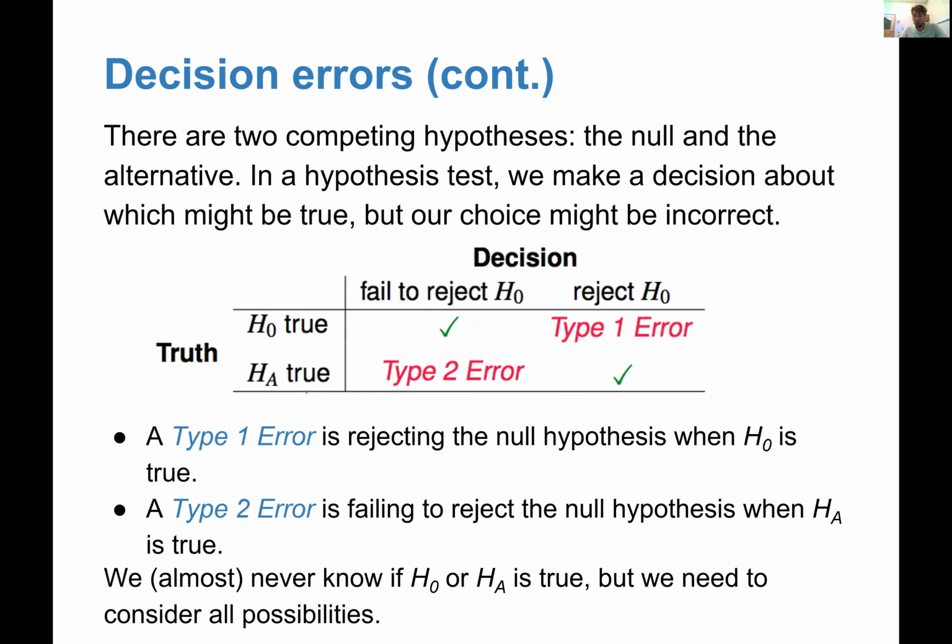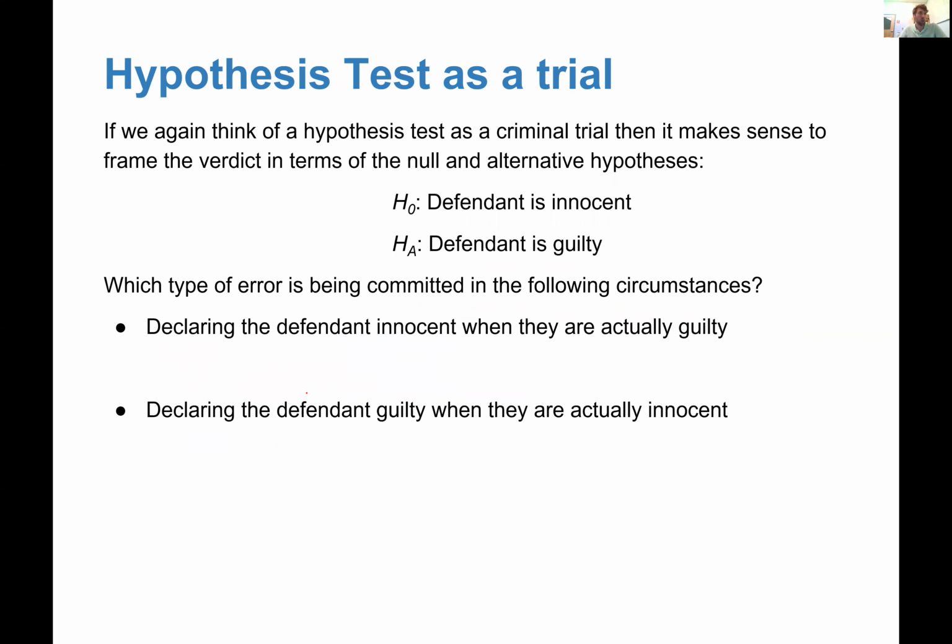So we almost never know the truth. We're just trying to get at the truth through numbers. So when we're talking about error, we're talking about the truth that we don't often know versus what we have. Okay. Hypothesis test is a trial. So null hypothesis, defendant is innocent. Alternative hypothesis, defendant is guilty.